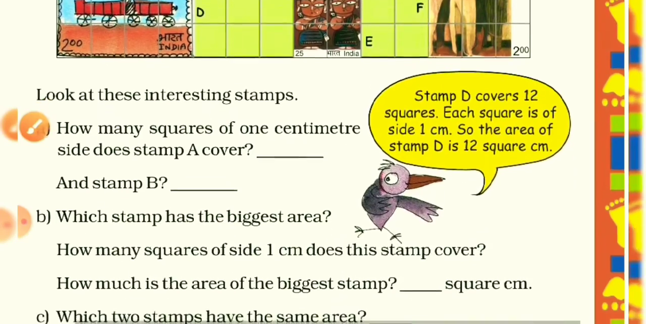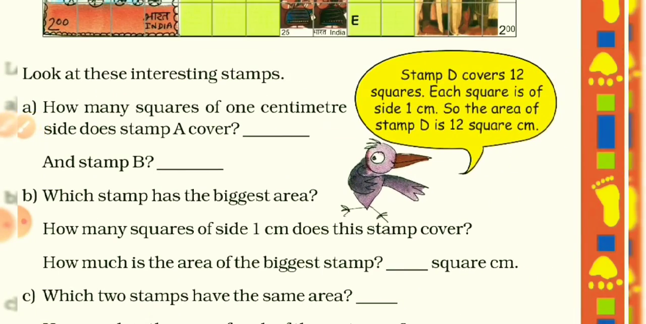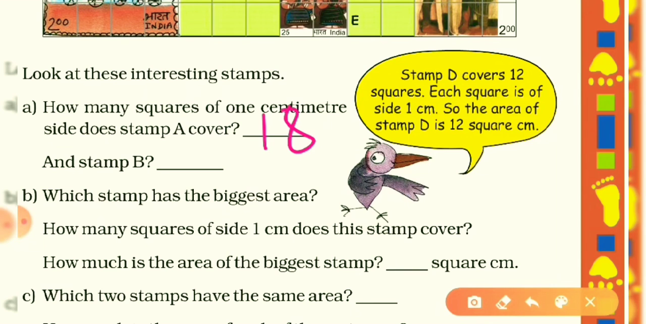Here you can write the answer for stamp A. We will write 18 squares, and for stamp B we will write 8. So this is your answer. Now the next question: which stamp has the biggest area? Let's find it out.